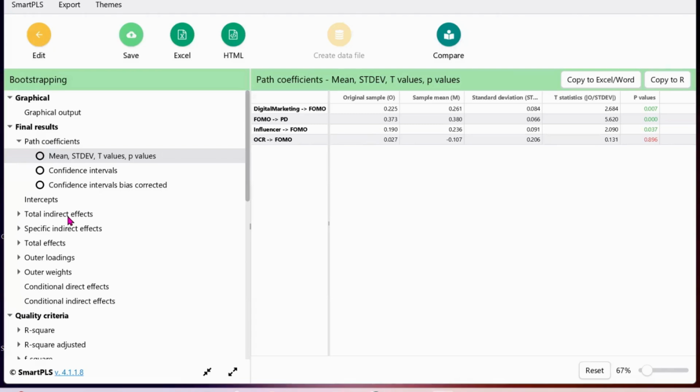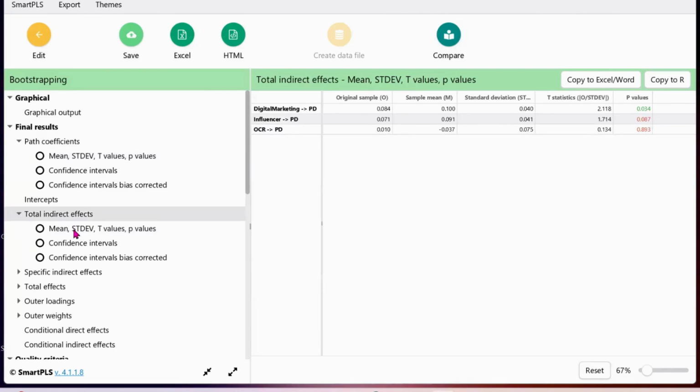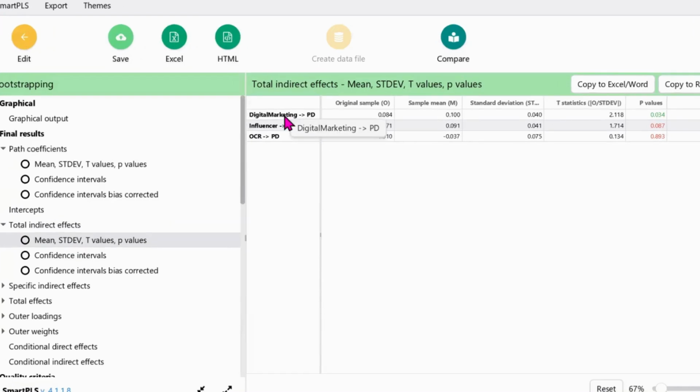Next, I examine the mediation effect. Digital marketing significantly influences purchase decision through FOMO. The indirect effect is 0.084. The p-value is 0.034. This finding suggests that FOMO mediates the relationship between digital marketing and purchase decision. Consumers exposed to digital marketing activity may experience a higher level of FOMO, which subsequently encourages them to make purchase decisions.